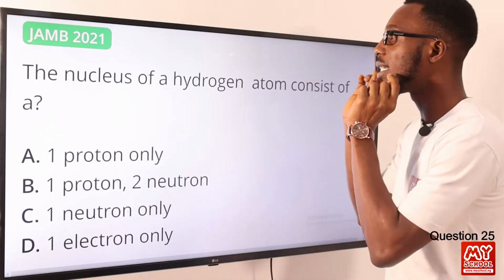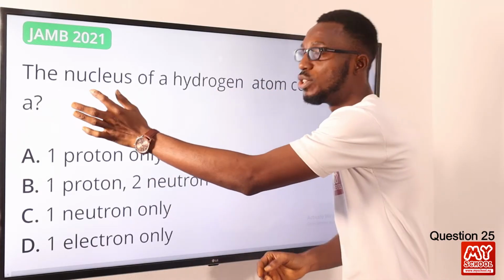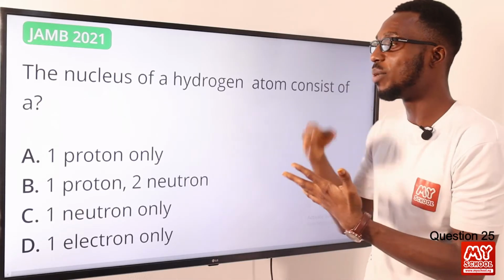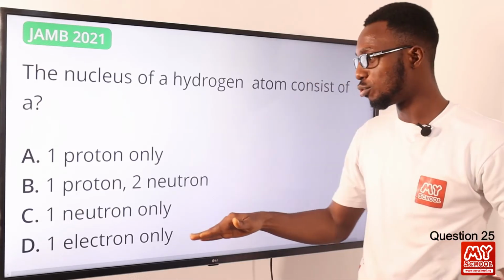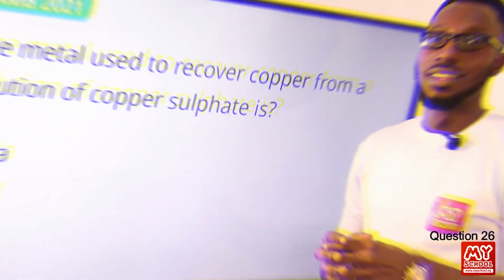But now we are being asked to specify which is the nucleus. So we are talking about the nucleus of hydrogen atom, which just contains only 1 proton, no neutron. All right, so option A is the correct option.